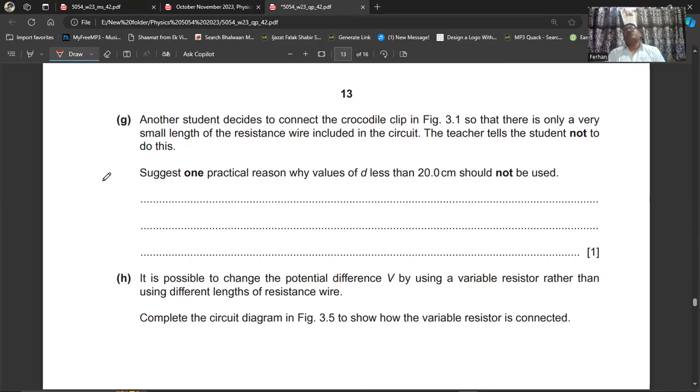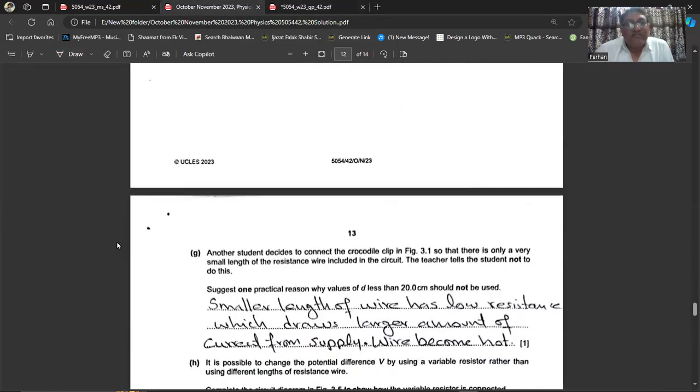Another good reason can be if the distance between the X point and the point where you have put the crocodile clip becomes very small, that d value is very small, then the two crocodile clips might touch each other. So let me show you what I have written.